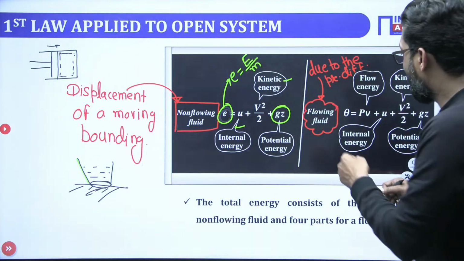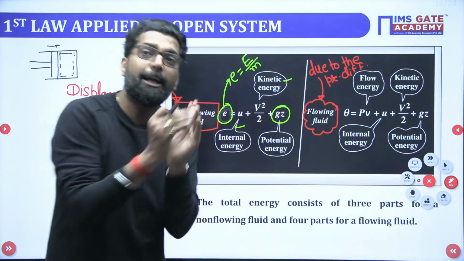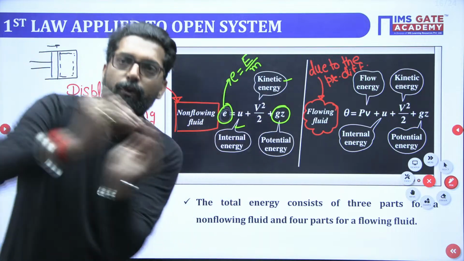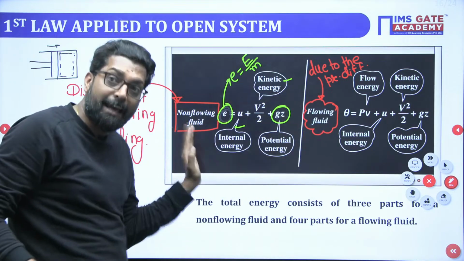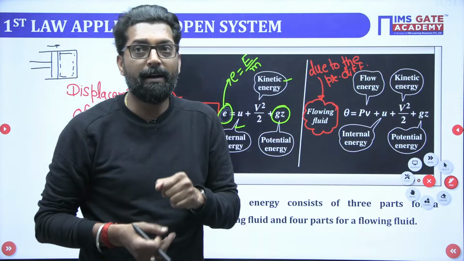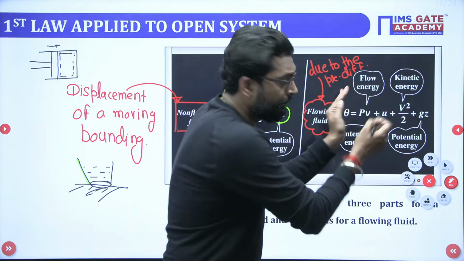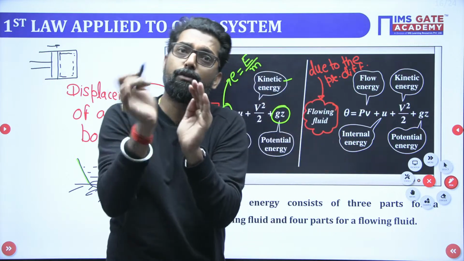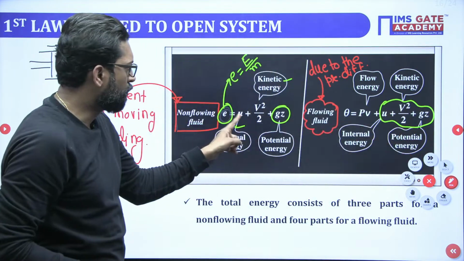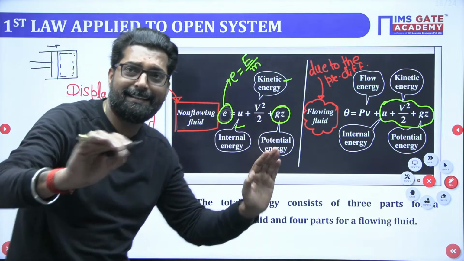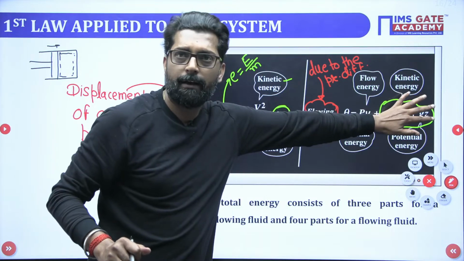Number second: if the fluid is flowing, what is the energy? Is it the same as number first, or does it differ? What's your comment? Sir, it differs. Why? Because if there is a fluid, either flowing or non-flowing, this energy will be there: your U, V square, g, Z. This energy is there whether the fluid is flowing or not. Clear?